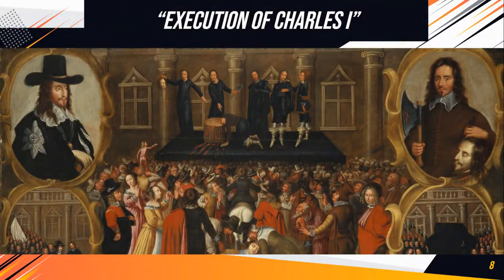This is a painting called Execution of Charles I by an unknown Dutch artist. It's really fascinating. You can see there's a lot of people in attendance. The head of Charles I on the right is being held up after the beheading. It's a pretty good painting.